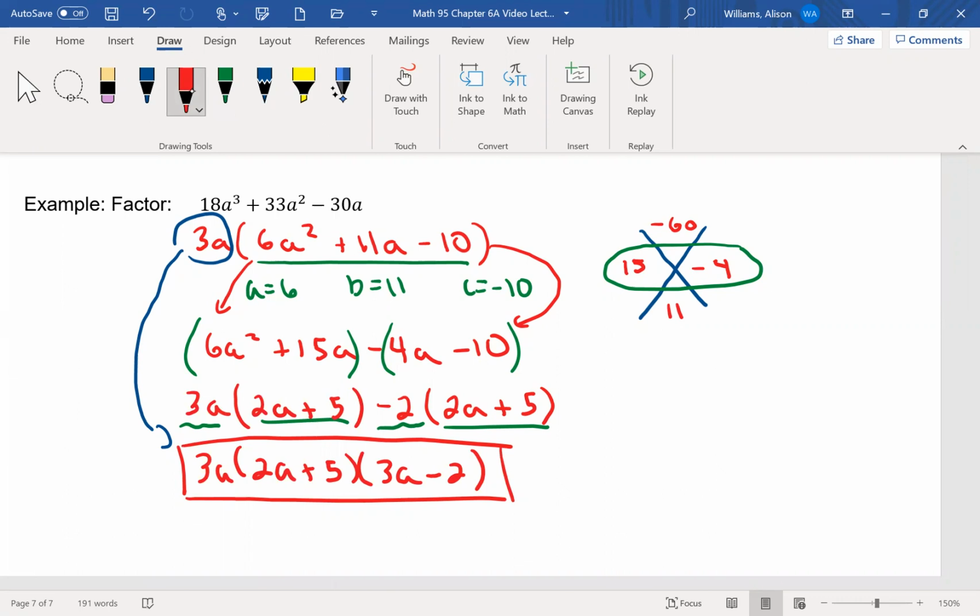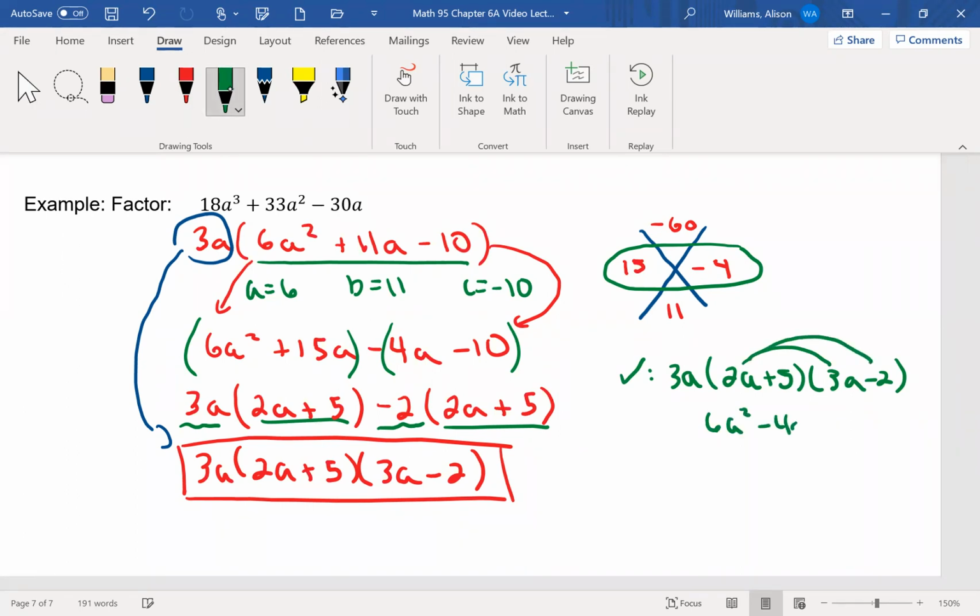And I can check this. And the way you check this, especially when they have a number or factor out in the front like that, I find that it's easier just to FOIL first and then multiply the 3A in. So I would start by first foiling these two parentheses. So I do 2A times 3A is 6A squared. 2A times negative 2 is negative 4A. 5 times 3A is 15A. And then that 5 times negative 2 is negative 10.